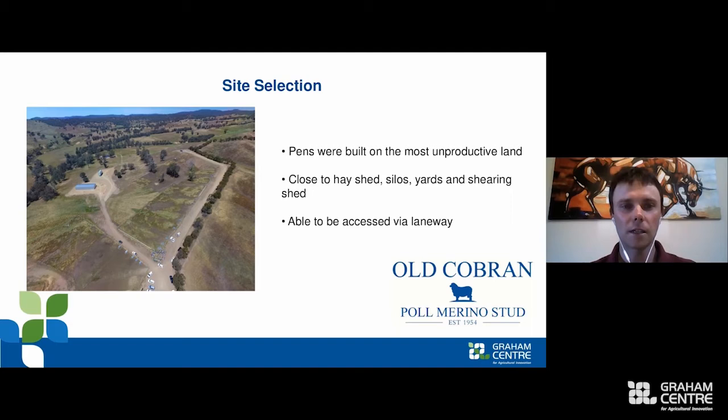And you can see it's all very close to hay sheds, silos, shearing sheds, yards. And all the pens are accessible off a laneway system that you can see in the photo next to the tree line.